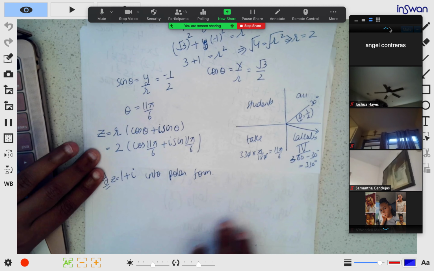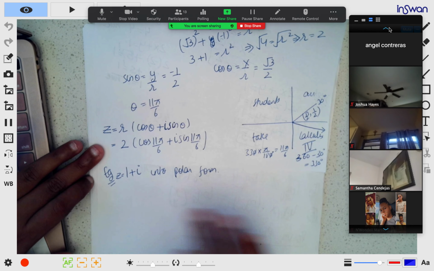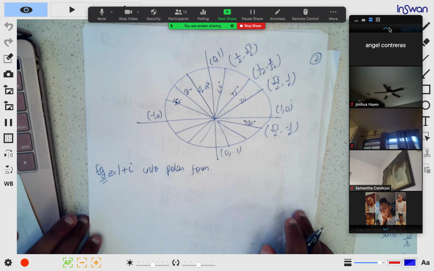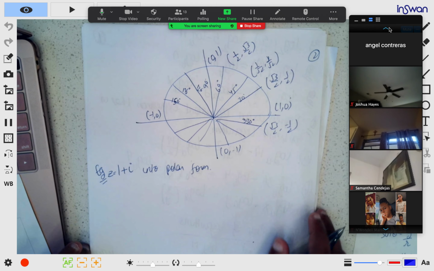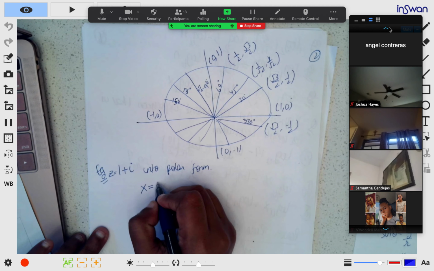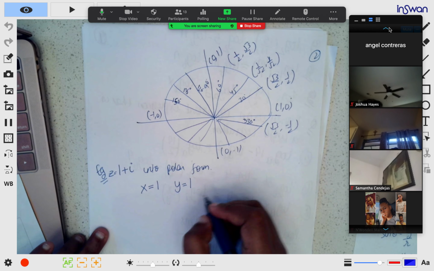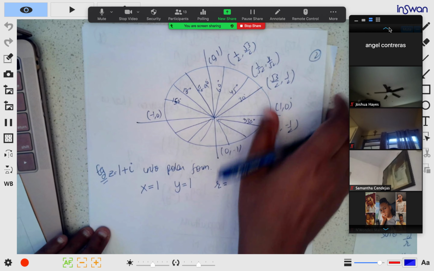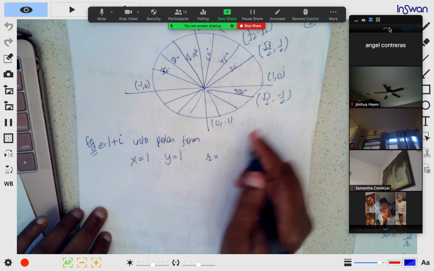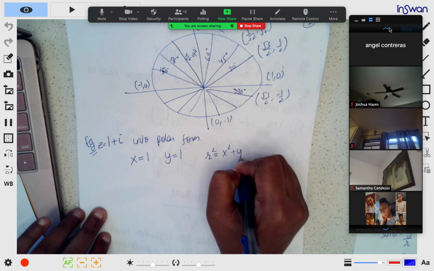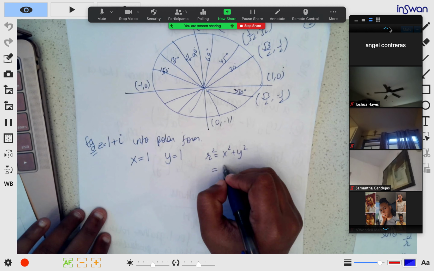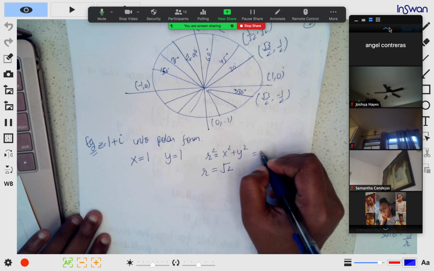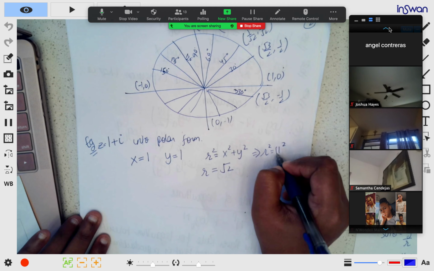How do you find the polar form for this one? It only gives you your x, correct? Yes, x is 1. Okay, y is 1. How do you find your r? You're just going to do x squared plus y squared equals r squared, which is the square root of 2. So you get r as square root of 2, correct? How did you get that? You got 1 squared plus 1 squared.